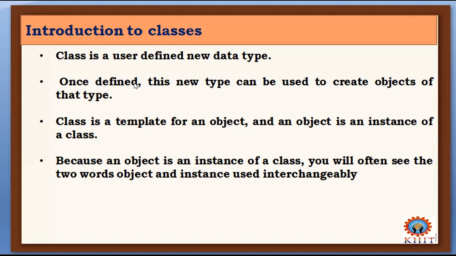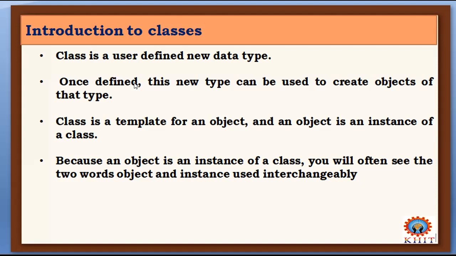So we can create any number of objects as we require, which are of type class. That's why class is generally called a template for an object, and the object is an instance of a class. Here, the last point you can see: because an object is an instance of a class, you will often see the two words, object and instance, used interchangeably.